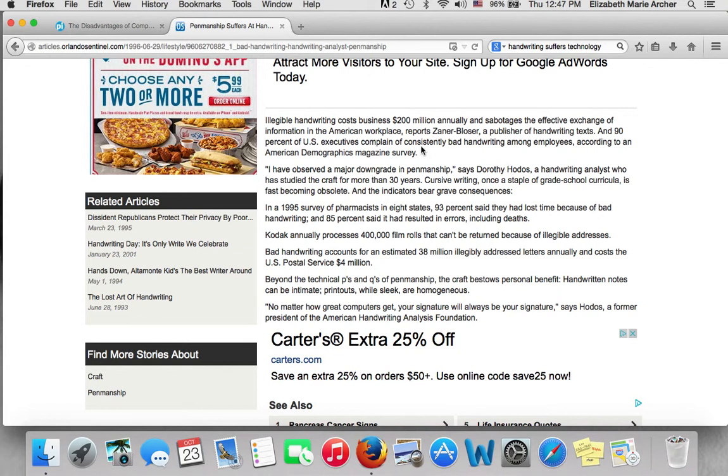Alright. Illegible handwriting costs businesses $200 million annually and sabotages the effective exchange of information in the American workplace. 90% of U.S. executives complain of consistently bad handwriting among employees. Alright, well that's an interesting stat, but again, why are they using so many handwritten things? Why aren't they using computers?